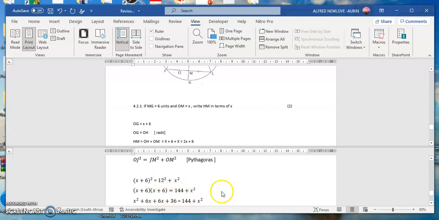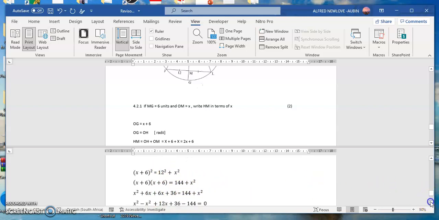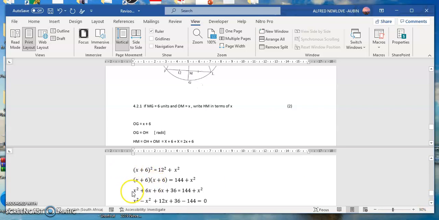Then 12 squared is going to give us 144 plus x squared. Then if I expand this, x times x is going to give us x squared. X times 6 is going to give us 6x. 6 times x is going to give us 6x. 6 times 6 is going to give us 36.